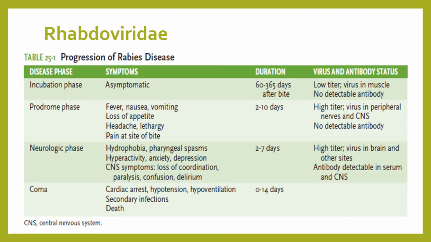After the incubation phase comes the prodrome phase. It has nonspecific symptoms: fever, nausea, vomiting, and loss of appetite, later developing headache, lethargy, and pain at the site of the bite, even if it has already healed. The prodrome lasts around 2 to 10 days. There is a high titer of the virus in the peripheral nerves and the CNS, still with no detectable antibody.